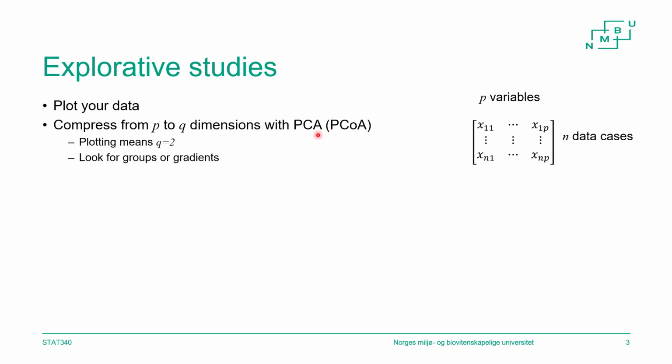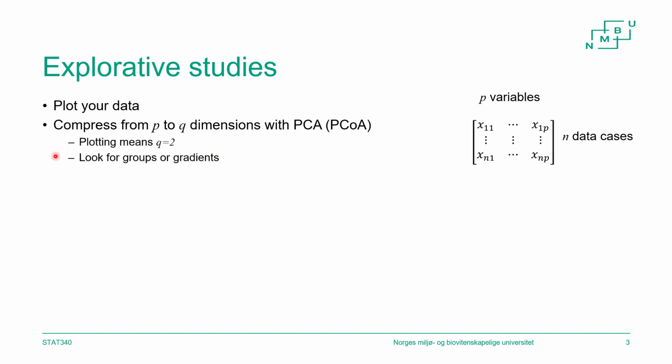we can, for instance, use PCA that we focused a lot on here, or principal coordinate analysis as well, for compressing it so that you can actually plot it. Because if P is large, if you have 100 columns or even more, you can't plot them all. So compressing it down to Q dimensions, and for plotting it means Q equals 2 really. Okay, you can also plot 3, but in reality it's like 2.